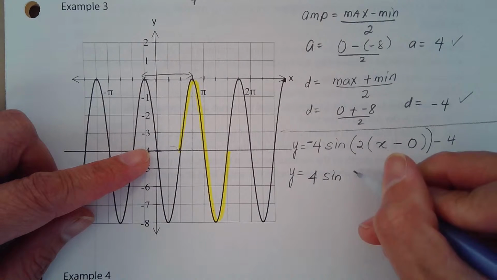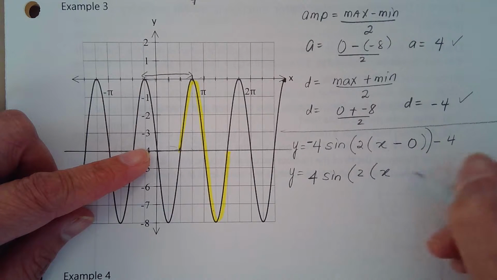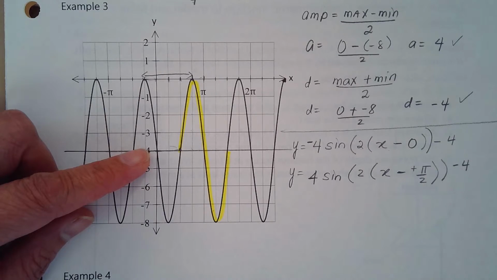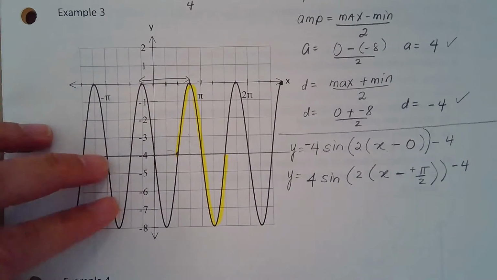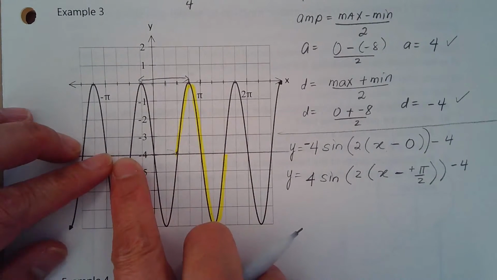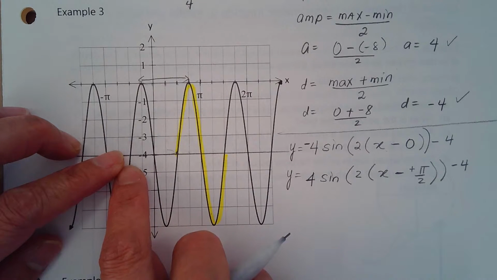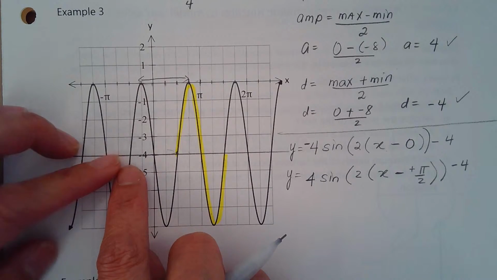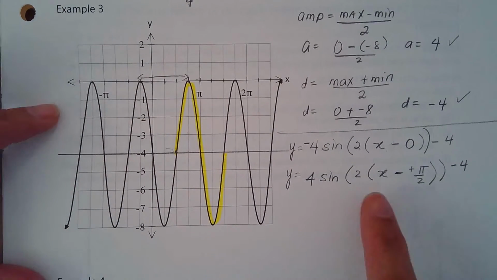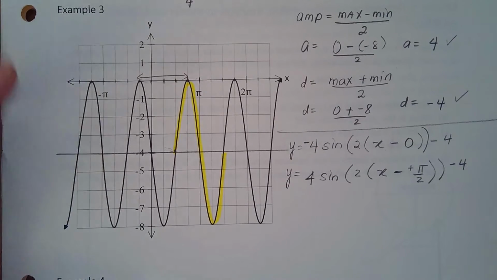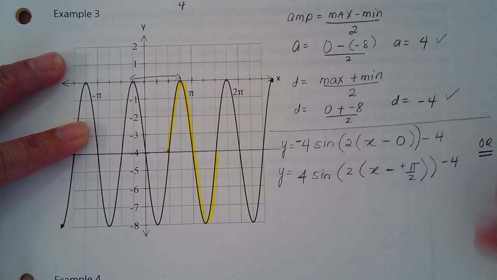So 4 sine 2x minus positive pi halves minus 4. And as you can see, there's other one, right? And you can say, hey, I don't want to move to the right, I want to move to the left. And I can move left, negative pi halves. That's a possibility too. Now you're getting the hang of it, and you can see there's variations to this that will give us the same function. I'll say or. And there's many ors.